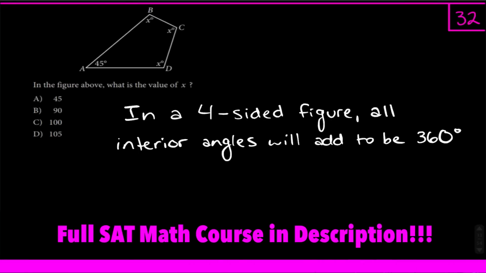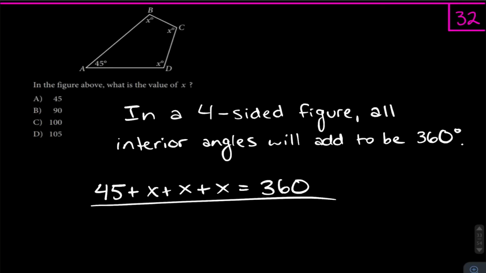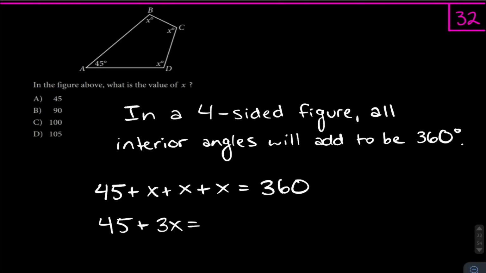And since we know this, what we can do is 45 plus all the other angles, right? x, and x, or you could write that as 3x. We'll do that in the next line. But then, this all added together is going to equal 360. And so now you have an equation where you can just solve for x, right? And so let's do that. We get 45 plus 3x is equal to 360.